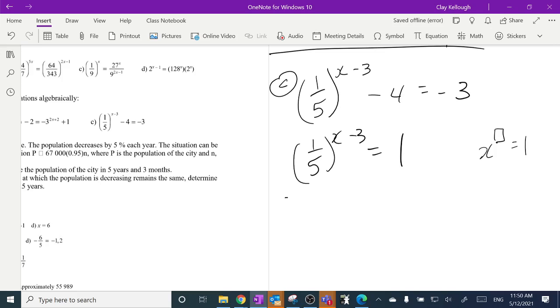Person, oh, somebody could help that person out. What goes in that blank? What turns any base into 1? Correct. So that means my new equation is x minus 3 equals 0. Right? Person who asked that question, let me know if the logic of that makes sense to you. All right, that's all the questions I'm taking on this one.